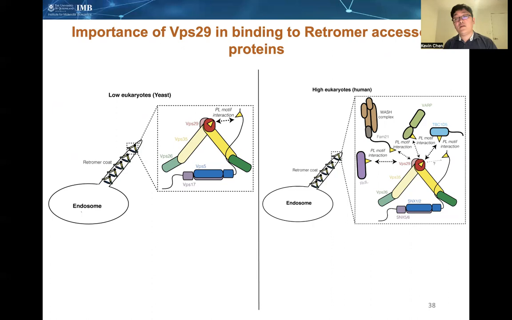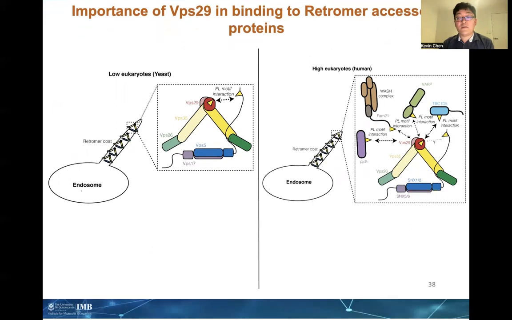So together, surprisingly, there are unexpectedly so many retromer interactors known to bind retromer through this VPS29 subunit using this PL motif. This is something we didn't expect when we first started working on the cyclic peptide story.